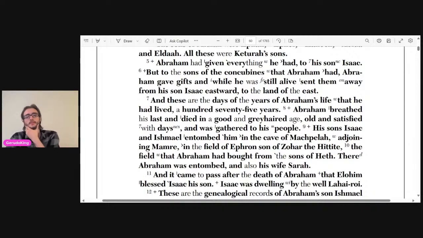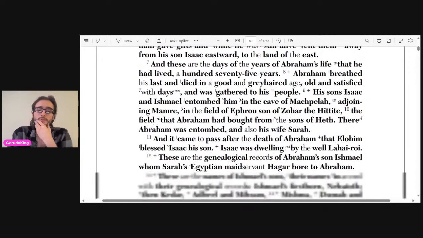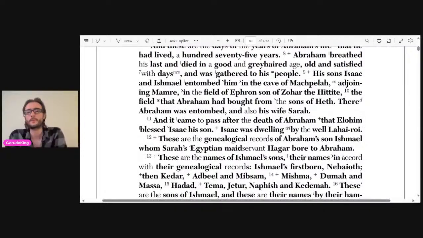Abraham breathed his last and died in a good and gray-haired age, old and satisfied with days, and was gathered to his people. His sons Isaac and Ishmael entombed him in the cave of Machpelah, adjoining Mamre, in the field of Ekron, son of Zohar the Hittite, the field that Abraham had bought from the sons of Heth.